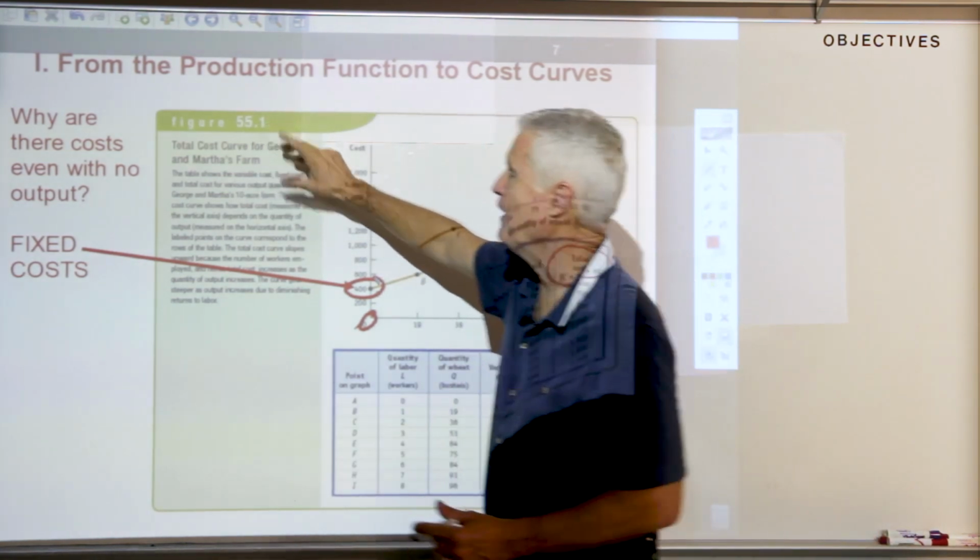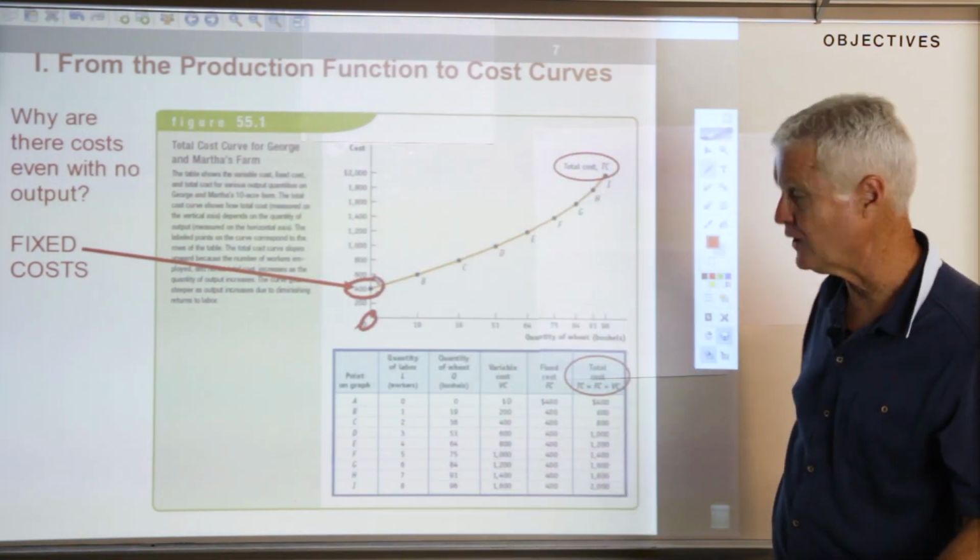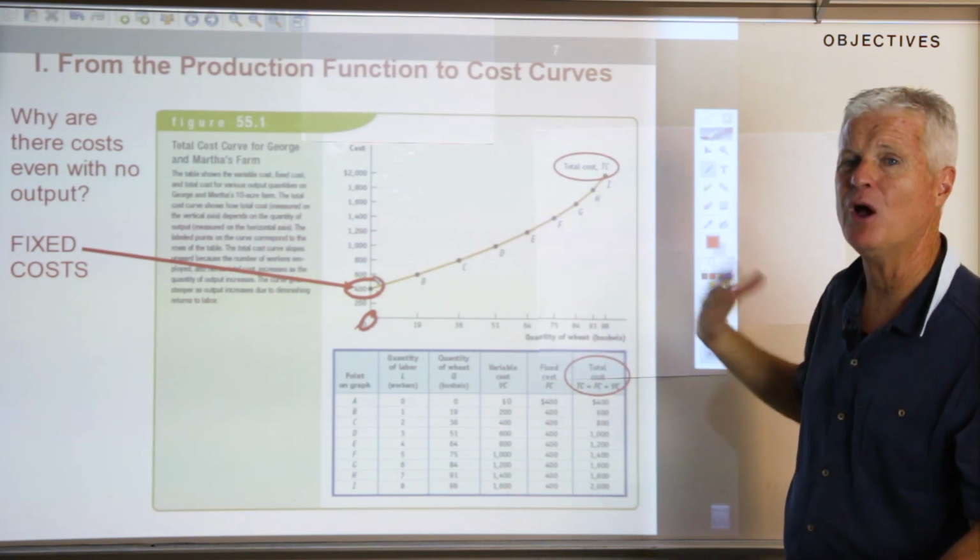Figure 55-1, or point 1, you might want to take a look at that and kind of just read about, because it may help you better understand.